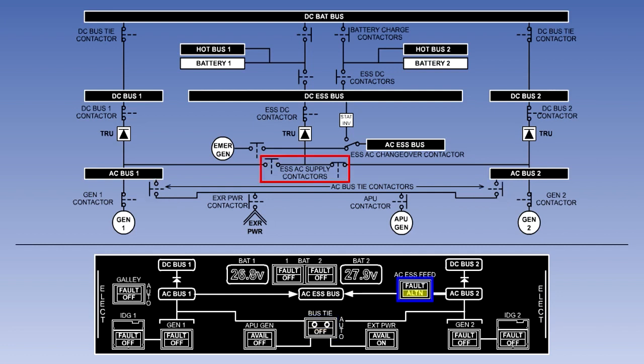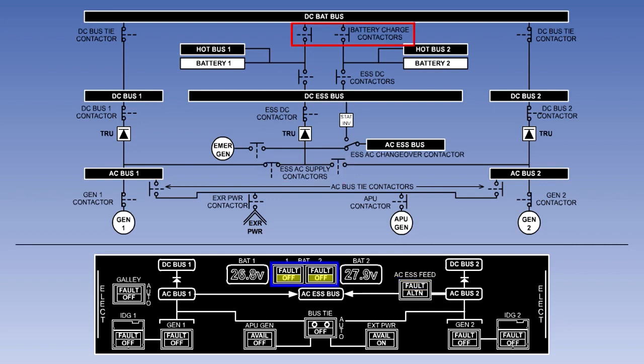As we have said, the essential AC bus bar is normally supplied from AC bus bar 1. The AC essential feed switch allows the Pilot to select AC bus bar 2 as the source of supply for the essential AC bus bar.